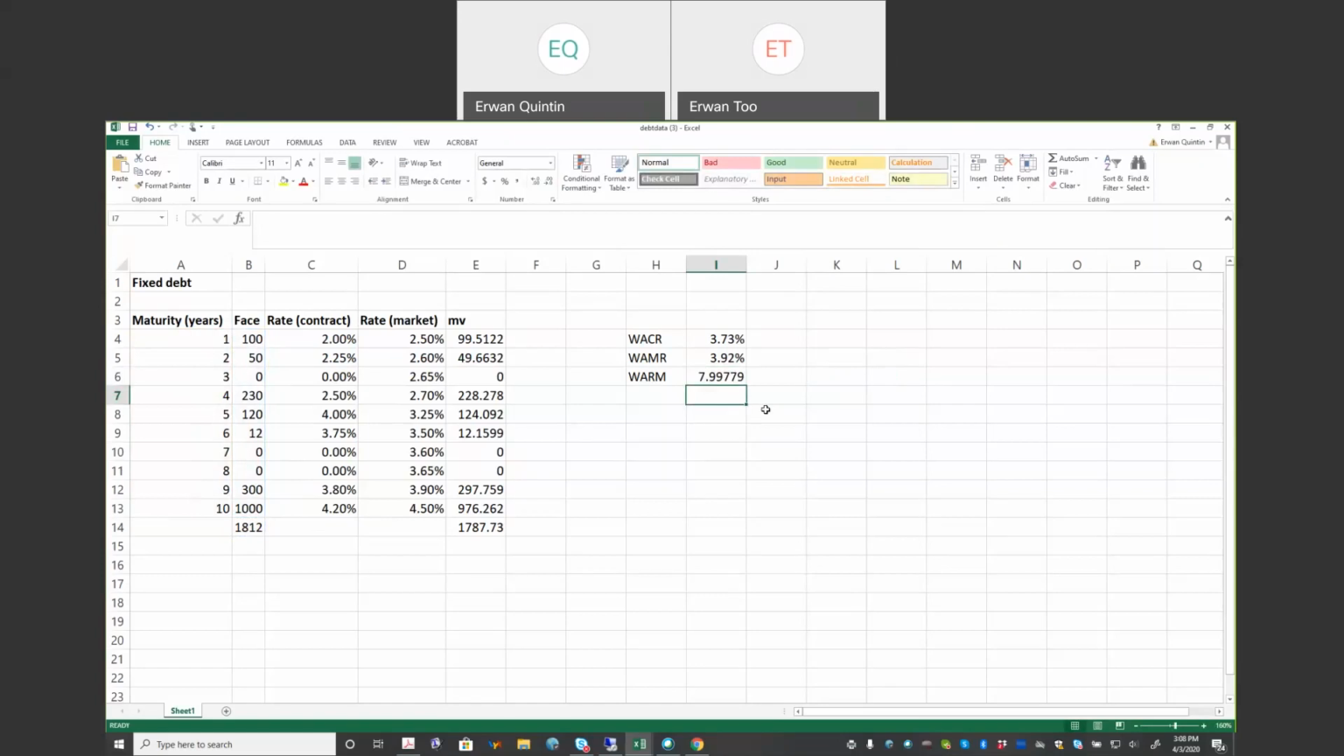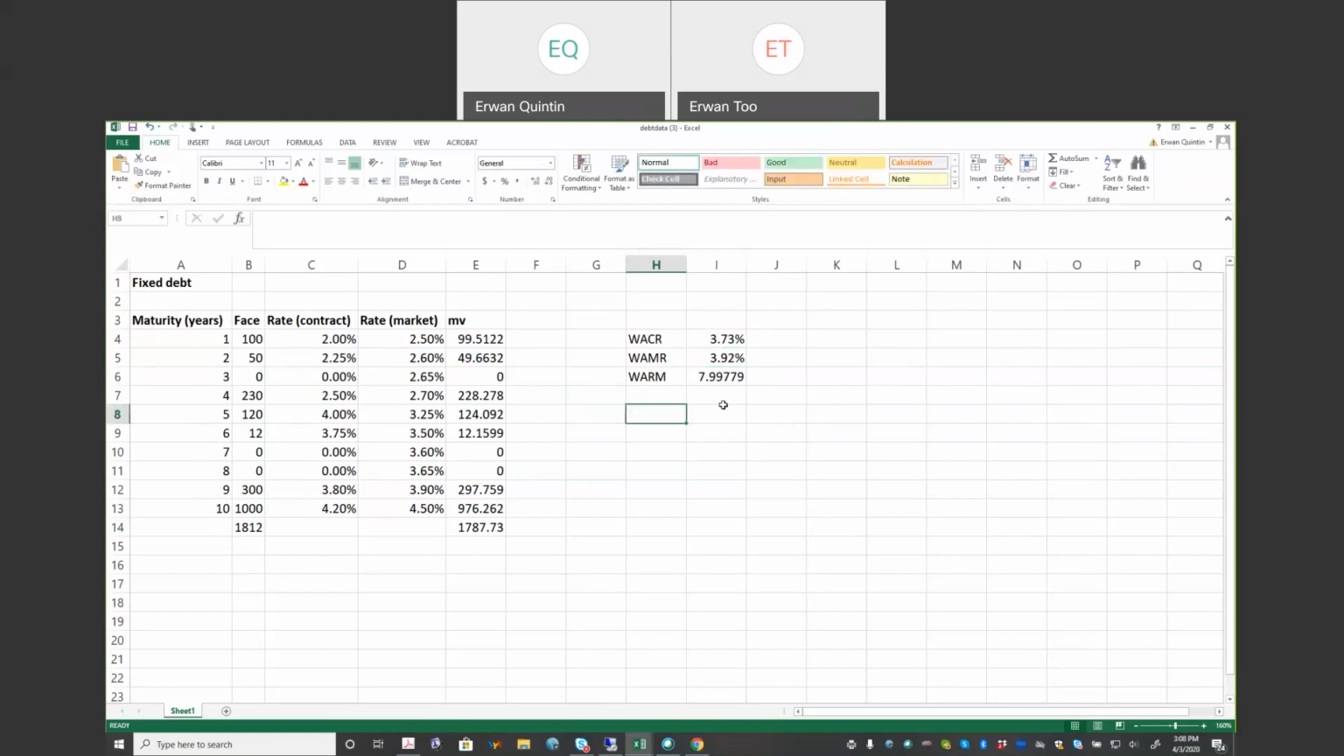So what I'm going to do next, and that's the big shortcut, is I'm going to pretend that this corporation only has one piece of debt. The face value of that piece of debt is this number here, the total outstanding debt of the corporation. The maturity of that debt is 8 years. The interest rate on that debt is 3.73%, and the market right now would require 3.92% return from that debt.